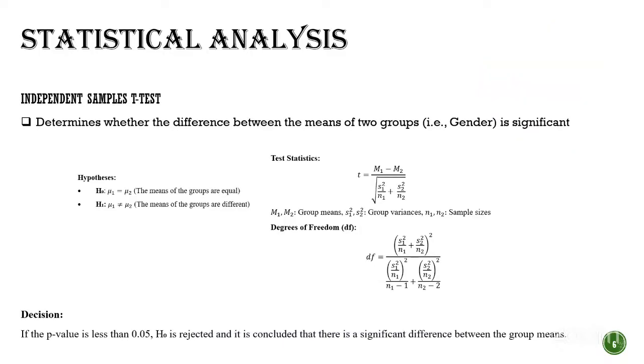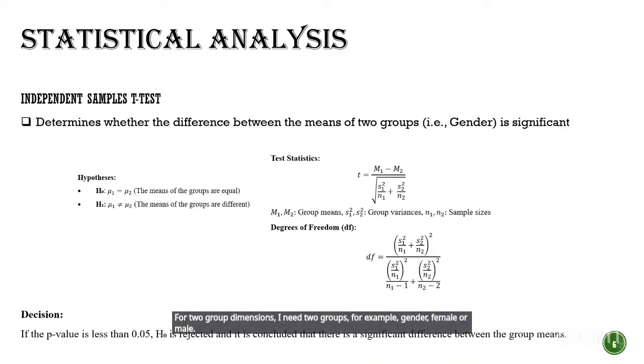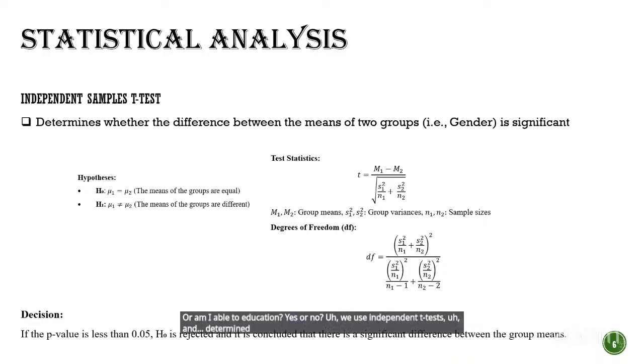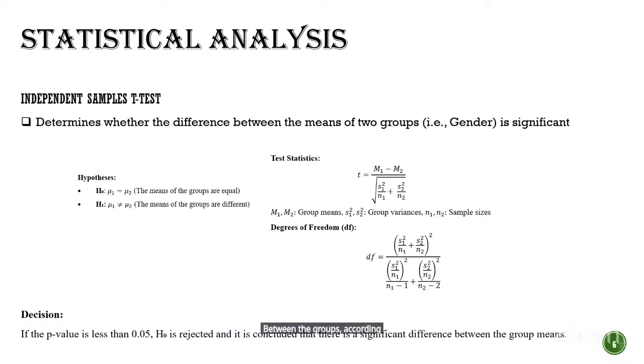For two-group dimensions, I mean two groups, for example, gender, female or male, or environmental education, yes or no, we used the independent t-test and determined whether there was a significant difference between the groups according to the result of the applied t-test.